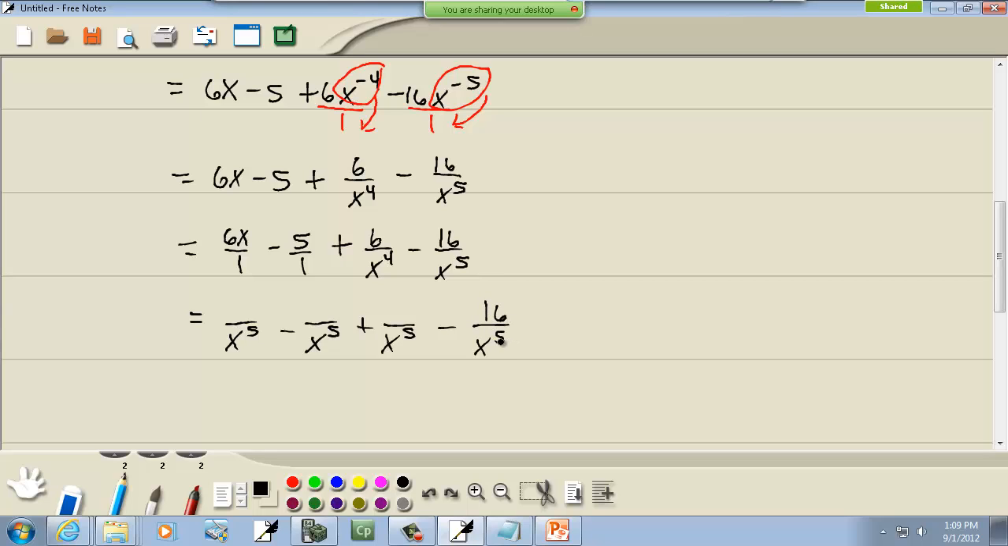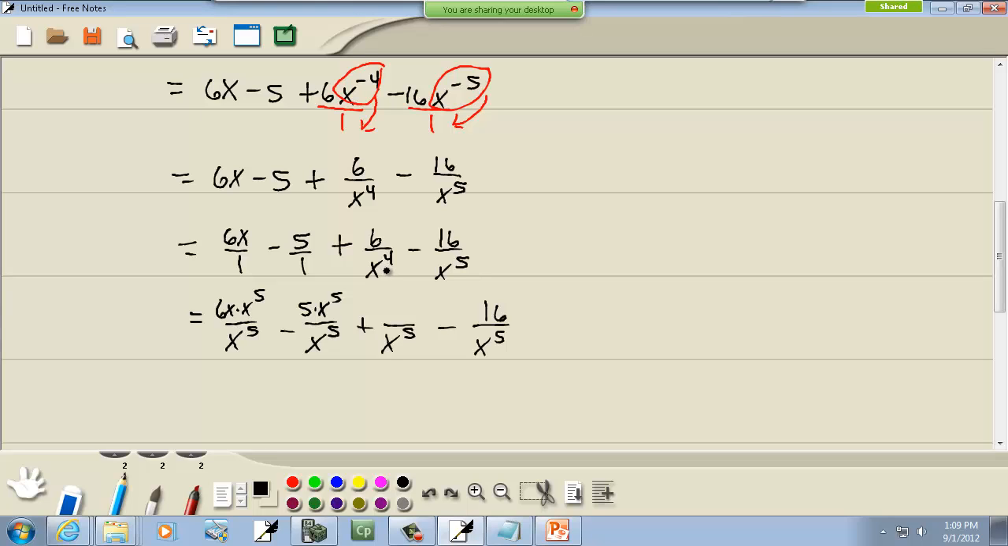Now this one already has that, so I'll leave it alone. On my first fraction here, I multiply the bottom part by x to the 5th, so I've multiplied the top part by x to the 5th. So I got 6x times x to the 5th. On my second fraction, again, same thing. Multiply the bottom part by x to the 5th, so I've multiplied the top part by x to the 5th.